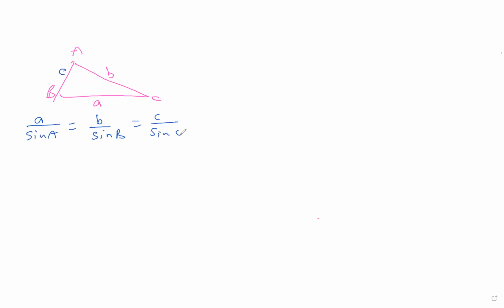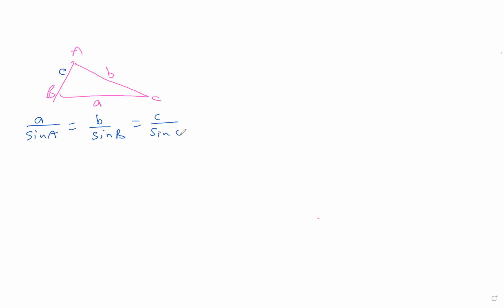Bismillah. Take triangle ABC, for example. The small a means the side opposite to angle A, the small b means the side opposite to angle B, and the small c means the side opposite to angle C. We said the sine rule is a over sine A equals b over sine B equals c over sine C.